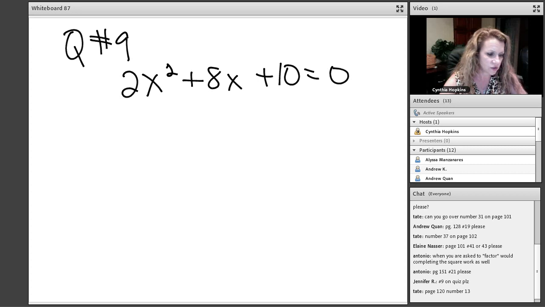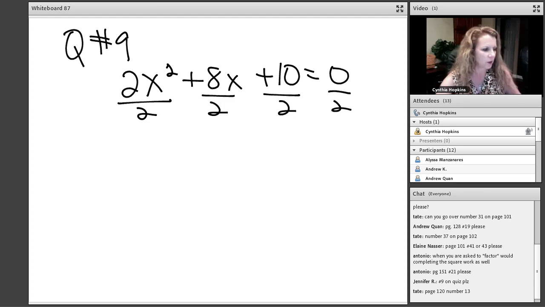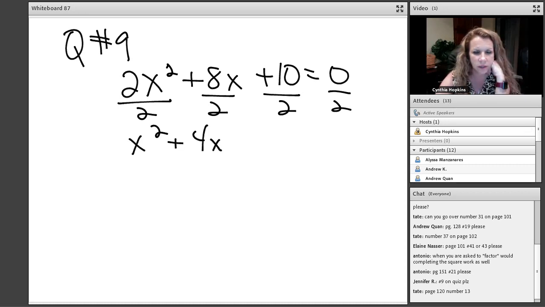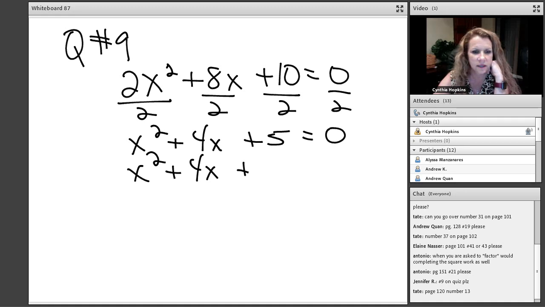Okay, they asked you to solve by completing the square. So 2x squared plus 8x plus 10 equals 0. All right, since they're asking us to complete the square, the first thing I would do is divide by 2. And every single term, including that 0, needs to get divided by 2. All right, so I get x squared plus 4x, I'll go ahead and write my plus 5 equals 0.